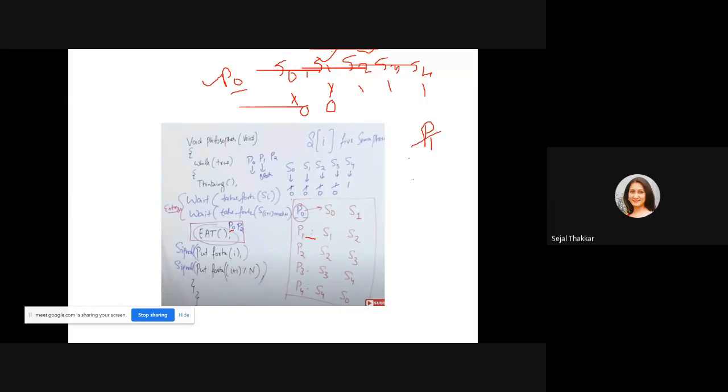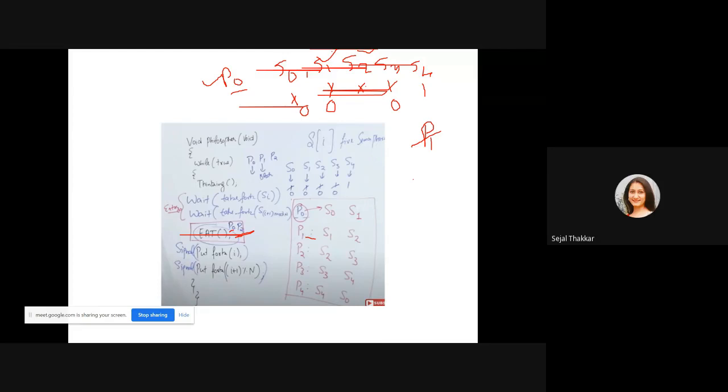Right? Now P2 is coming. P2 requires the forks S2 and S3. So P2 needs to make the value of S2 from 1 to 0. He is able to, because S2 and S3 both are free. So he can make S2 and S3 0, and P2 can enter into the critical section. So at a time, two philosophers.